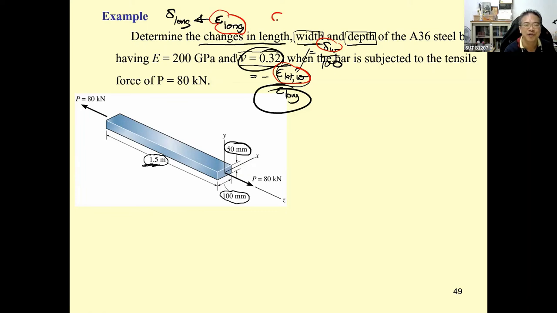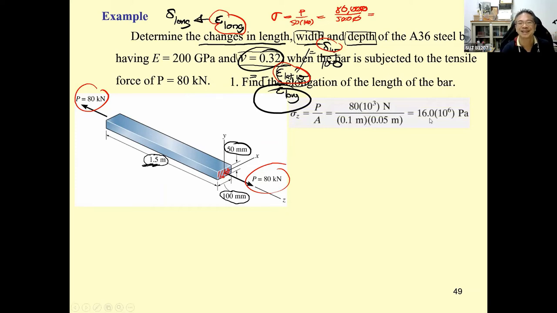So by doing this, before you can determine this one, you have to check the stress. Before you can find the stress, you have to find the internal force. Internal force is easy because this is axial force. This is going to be 80 kilonewton, and then divided by the area. The area is simple. That is going to be 50 times 100. So this is going to be 80,000 divided by 5000. That is going to be 80 divided by 5, so this is going to be 16 Newton per millimeter square, or 16 megapascal.